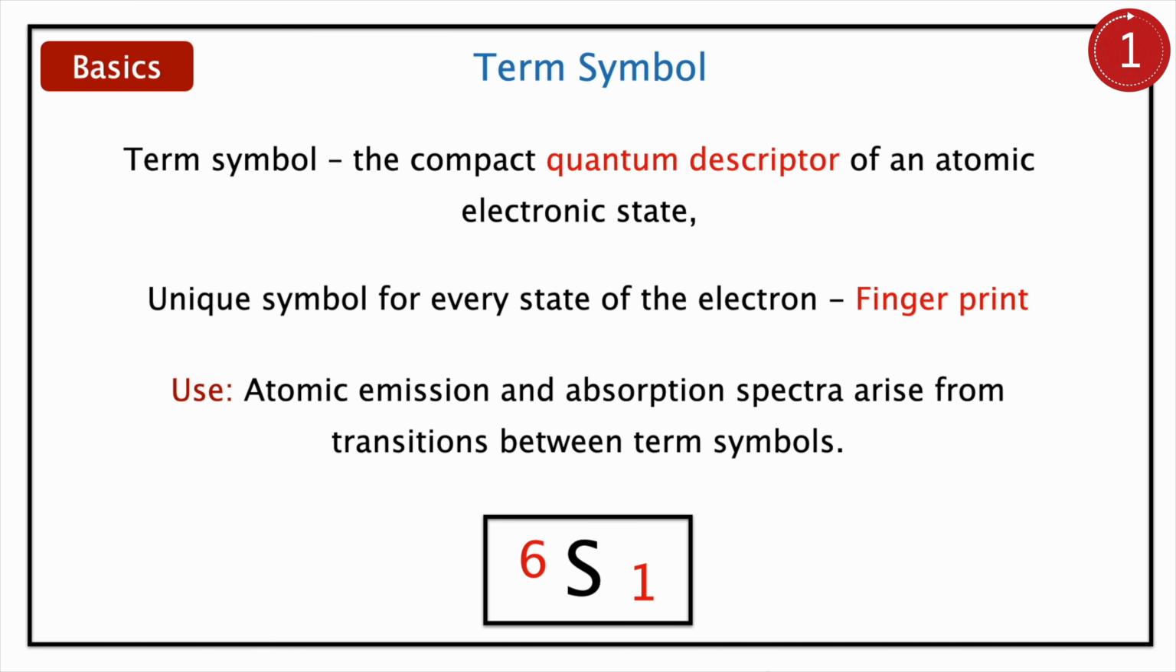Let us see what a term symbol is. A term symbol is a kind of quantum descriptor, a unique symbol, like a fingerprint. For every state of an electron, it is a kind of fingerprint. Where will it be used? It is used for atomic emission and absorption spectra, and to identify the transition. The symbol normally looks like a subscript, a superscript, and a letter, like an atomic symbol.